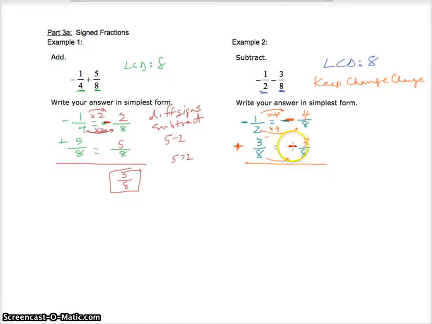Keep, change, change. Now I've got addition and my signs are the same. So now I'm going to add and keep the sign. So I'm going to add 4 plus 3 and get 7 over 8. I'm going to keep my sign, and it's going to be negative 7/8. Let's look at a couple more examples.